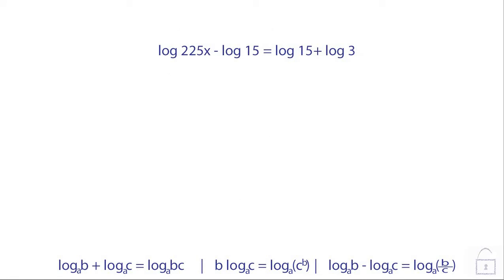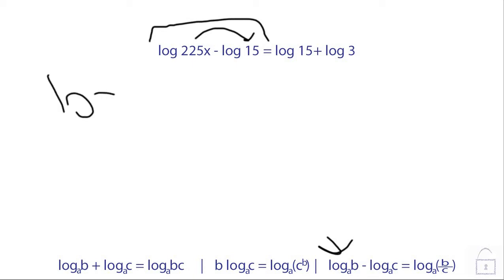All right, so here's our third and final problem. We have log 225x minus log 15 is equal to log 15 plus log 3. So let's break this up, and we'll take the left half, and this is our third rule right there. So we have 225 divided by 15, and that is equal to 15.